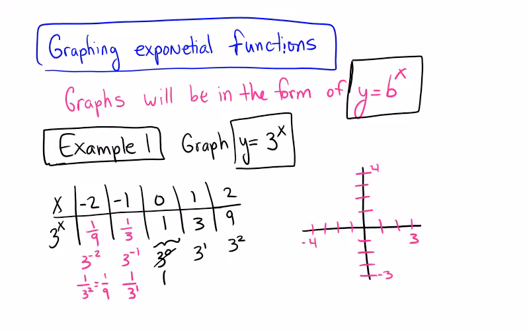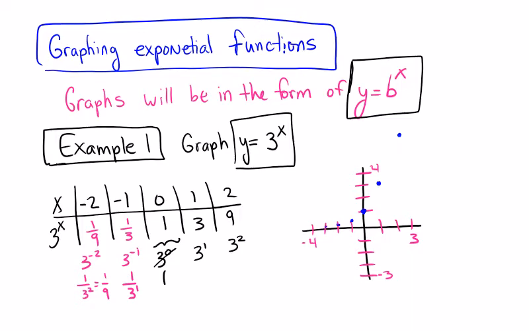So that means we are going to start with the point 0, 1. Then we have the point 1, 3. Then we'd have the point 2, 9, which I am going to draw, but it's off the screen or off the graph. Then we have -1 and 1/3. And then we have -2 and 1/9.